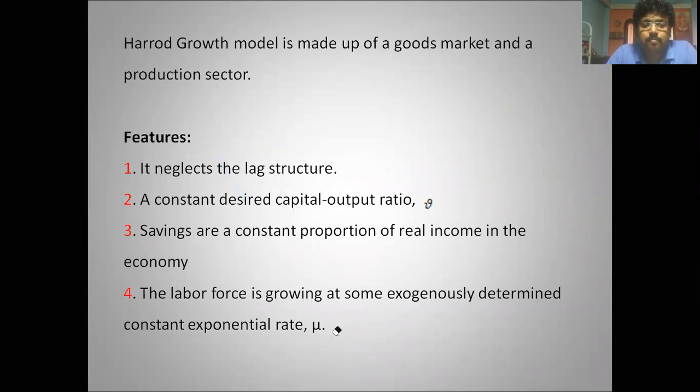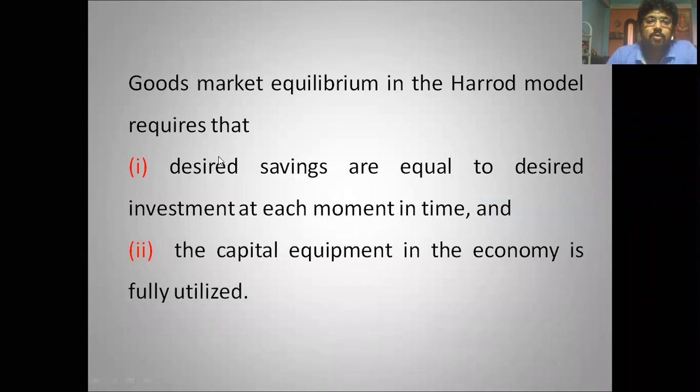Now the goods market equilibrium in the Harrod model.